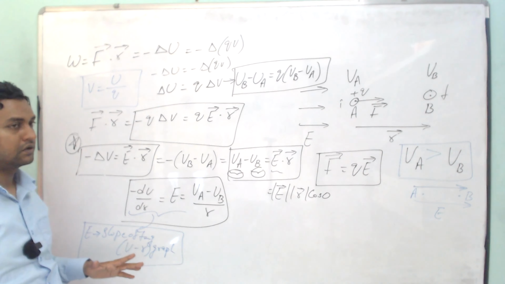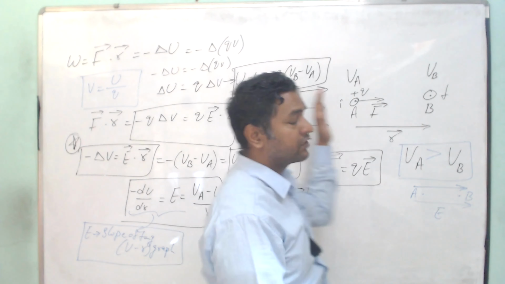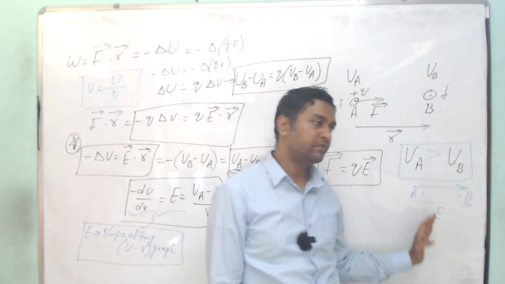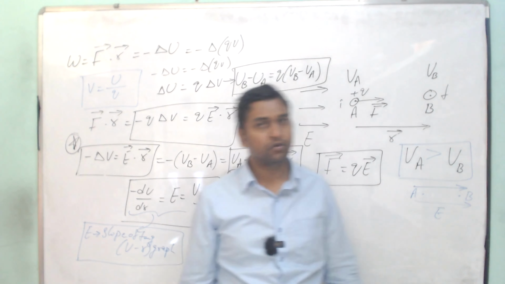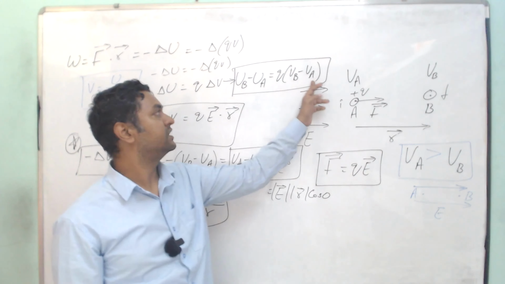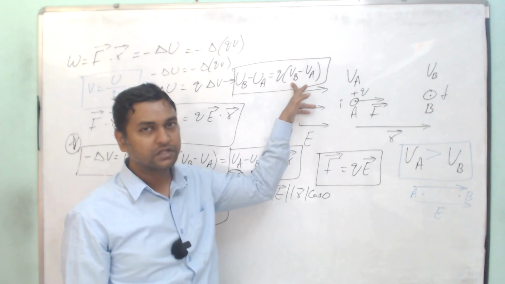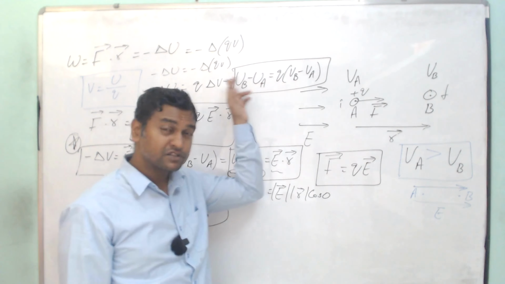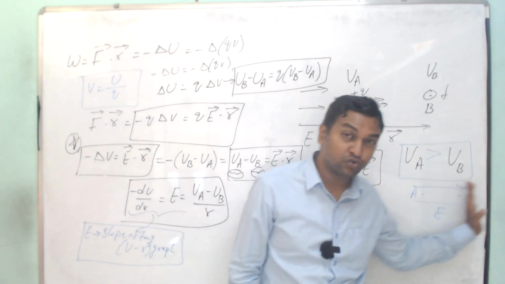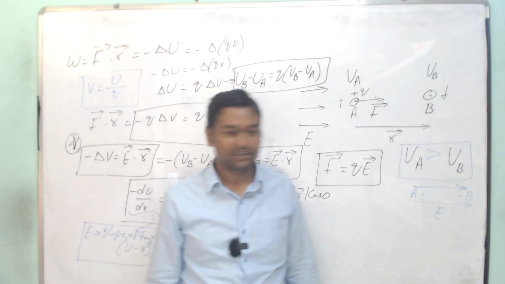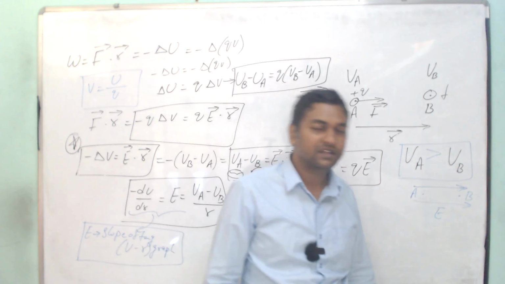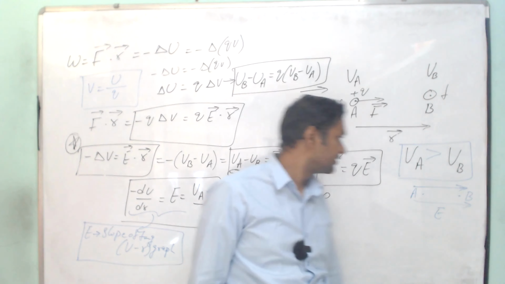Understood? Yes, sir. So, one point we are trying to understand is that when there is an electric field from left to right, the left point will be at higher potential and the right point will be at a lower potential. Correct? If I am saying that VA is higher potential and VB is lower potential, that also means that UA is higher potential energy and UB is lower potential energy. Like you said, the system wants to lose energy. UB is low potential energy, UA is high potential. Clear?